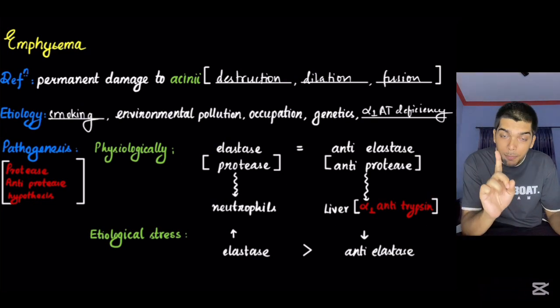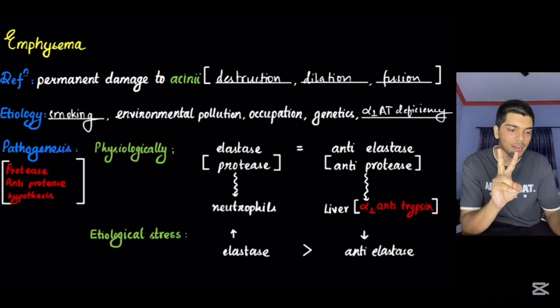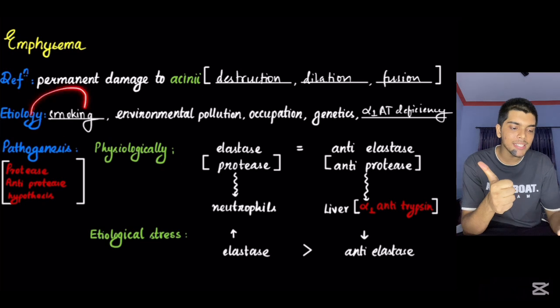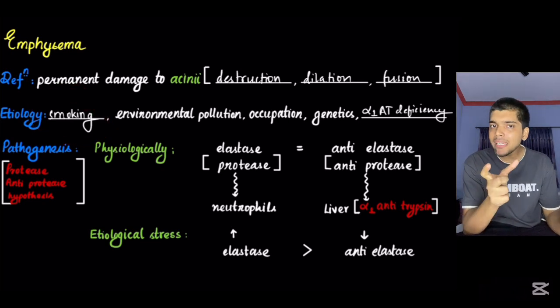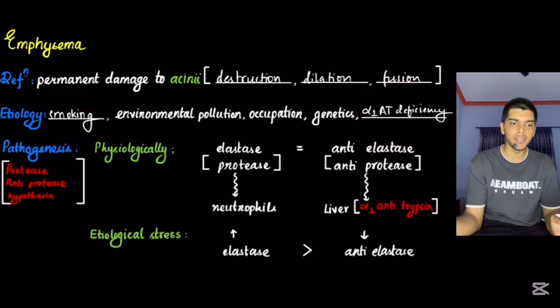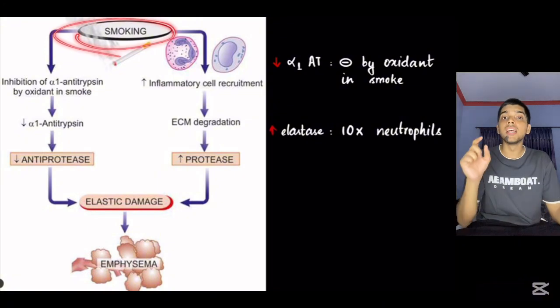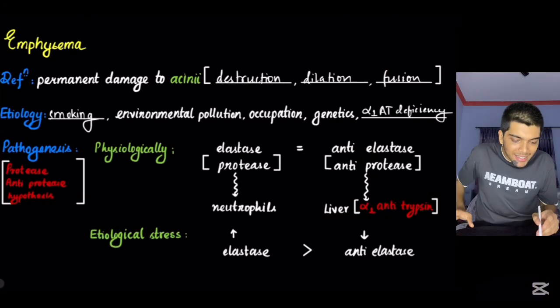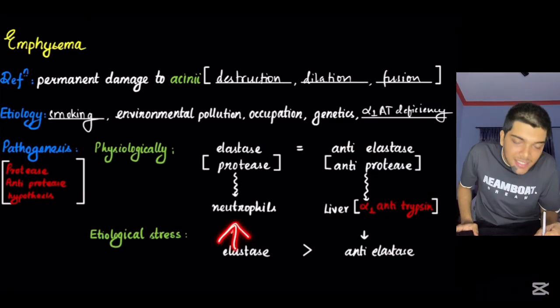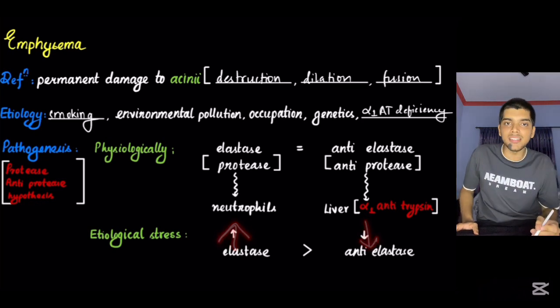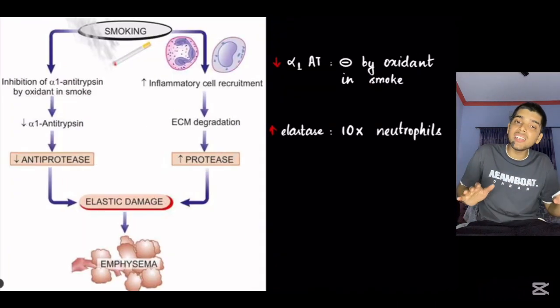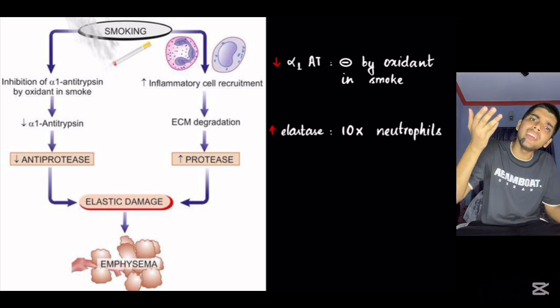Now, specific pathogenesis for two etiological factors: the most common etiology, that is smoking, and the specific etiology, that is alpha-1 antitrypsin deficiency. First, smoking. See, smoking does both. It increases elastase, and it also decreases anti-elastase, right?